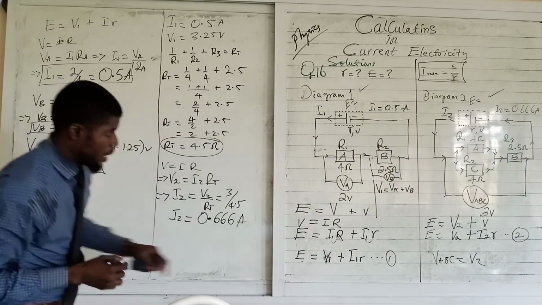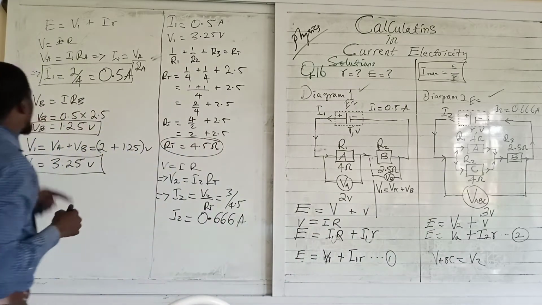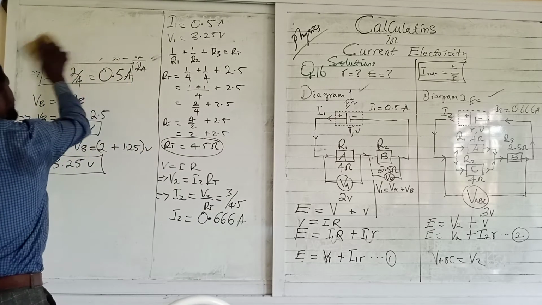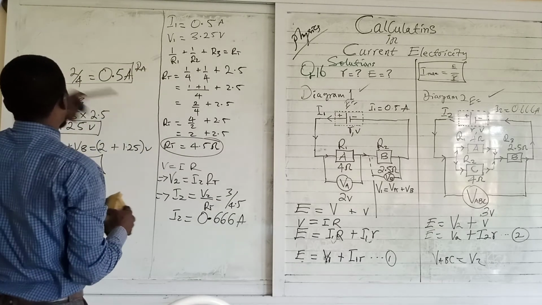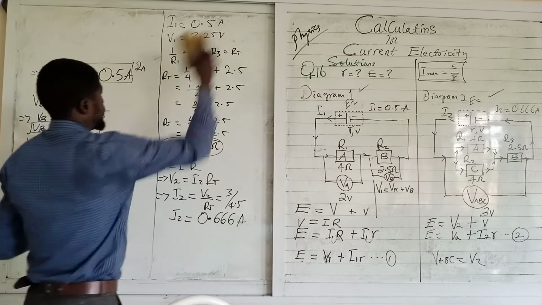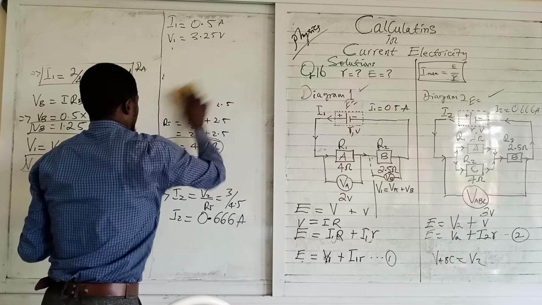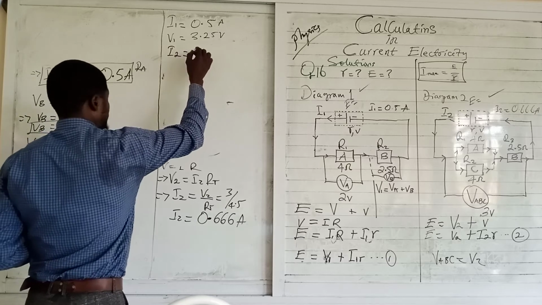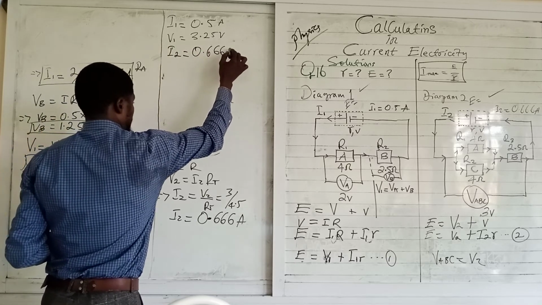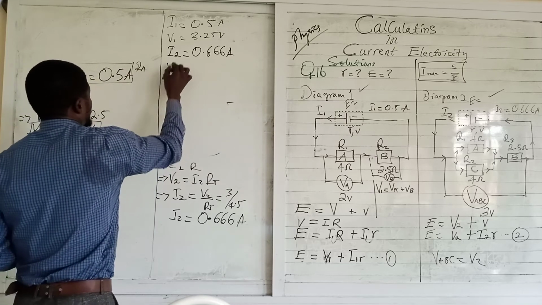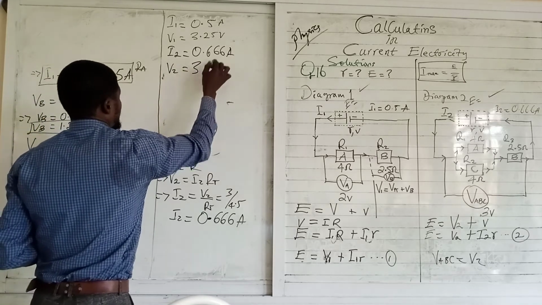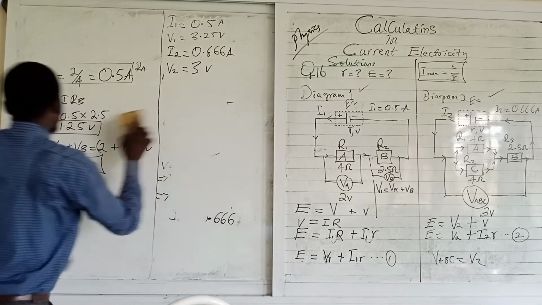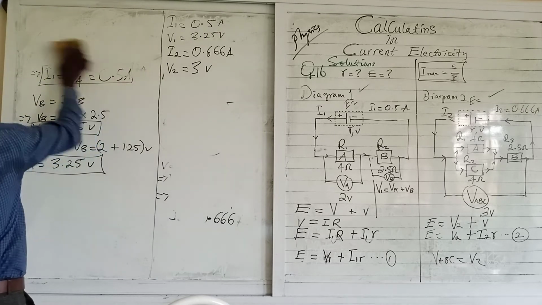Now, we'll have to come back to equation 1 and equation 2 quickly. Let me clean this. Our I1 is this, our V1 is this. And then our I2 is 0.666 amps. And then our V2 is equal to 3 volts. So with this information, we are good to go.